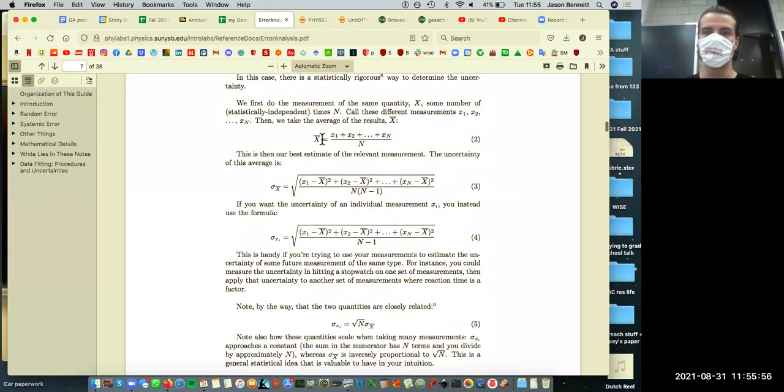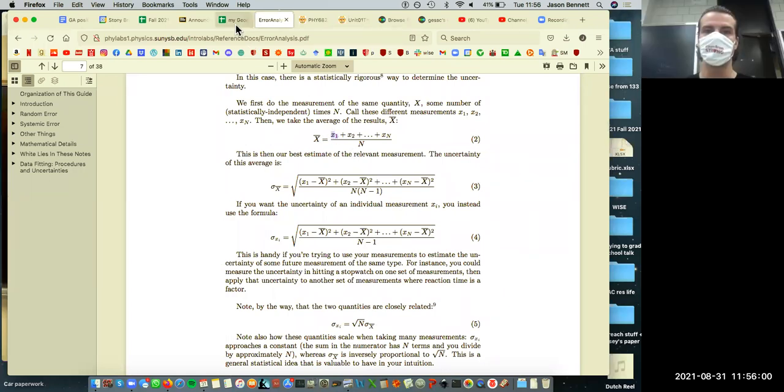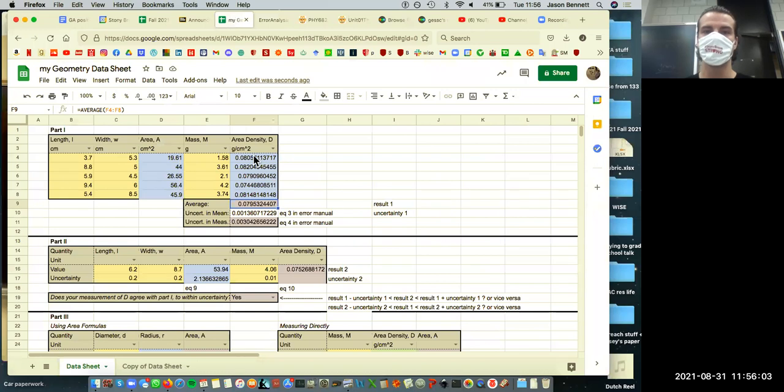So this is your formula for average. This is a measurement. So that would be like, for instance, my x1 is this, my x2 is that, my x3, 4, and 5. This is x bar. That's my average of all those things.